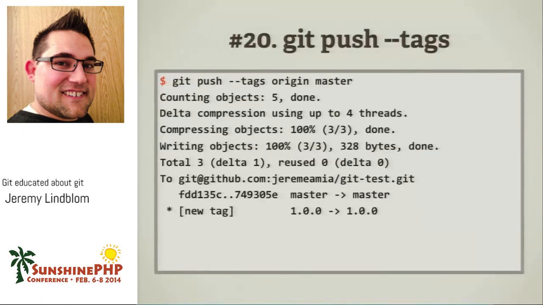Then your tagging is also a local operation. So if you want to push your tag up to a remote or another machine, then you need to use the git push command, but you need to use the --tags parameter. So now that we've created the tag, if we do git push --tags origin master, then it'll also push any commits that we haven't pushed yet, but also any tags we haven't pushed yet too. So that'll sync everything up to the remote.